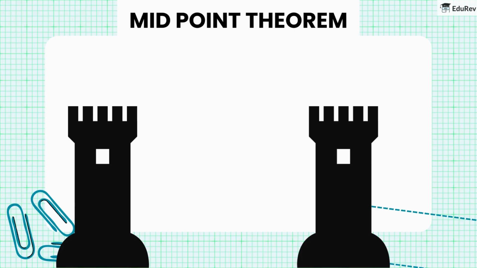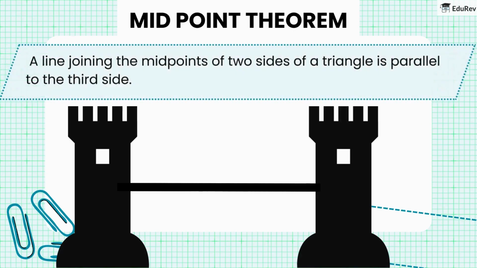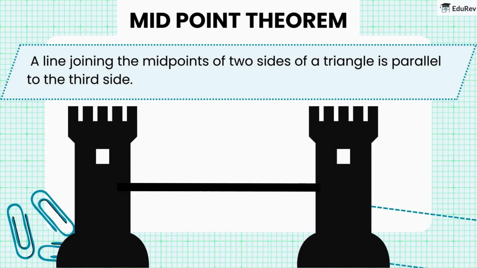Midpoint theorem. Imagine you're building a bridge between two towers. If you start from the middle of one tower to the middle of the other, your bridge will always run parallel to the land. That's the midpoint theorem. A line joining the midpoints of two sides of a triangle is parallel to the third side.